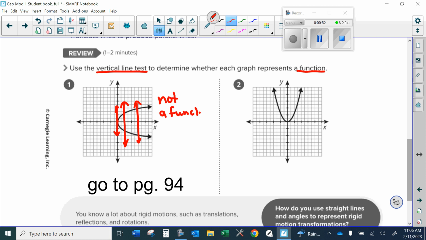I remember that from last year in Algebra 1. So we apply that to this one here, and of course anywhere I draw a vertical line, it'll only touch one time. So that passes the vertical line test. So function.